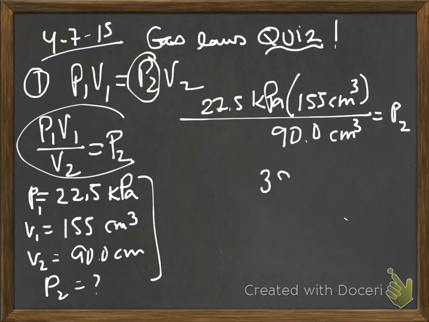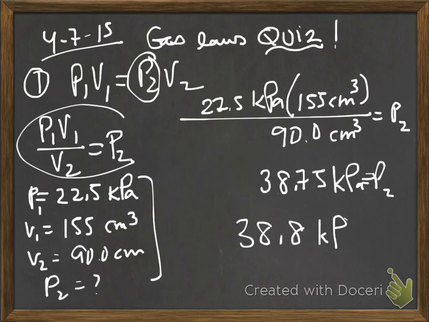We get, for this, a raw answer of 38.75 kilopascals for our final pressure. And we only have 3 sig figs to work with if we go back to our originals. So this ends up as 38.8 kilopascals. Easy for me to say, is our final pressure. So most people did okay on that one. A few sig fig errors, but that's fine.